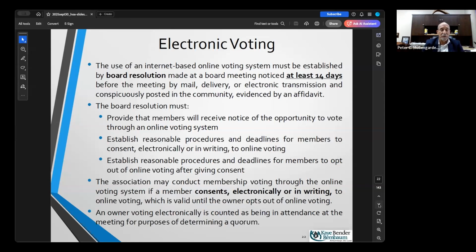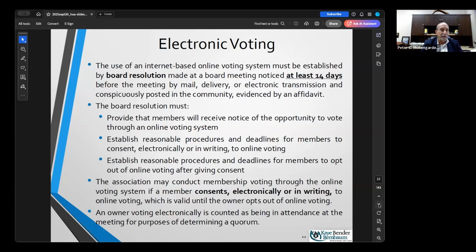Now, what must that board resolution provide? Well, it must provide that members will receive notice of the opportunity to vote through an online voting system. It must establish reasonable procedures and deadlines for members to consent electronically or in writing to online voting. It must establish reasonable procedures and deadlines for members to opt out of the online voting after giving consent.